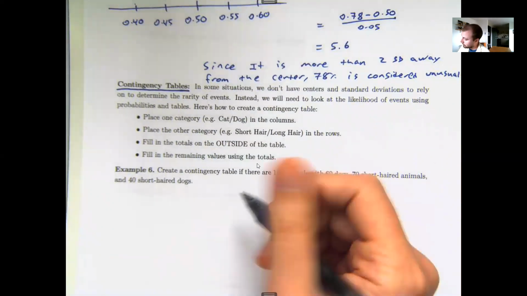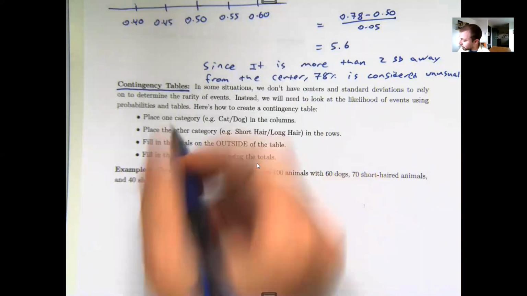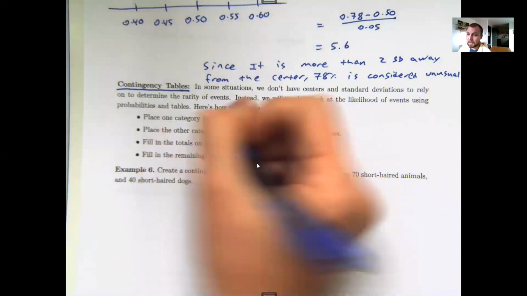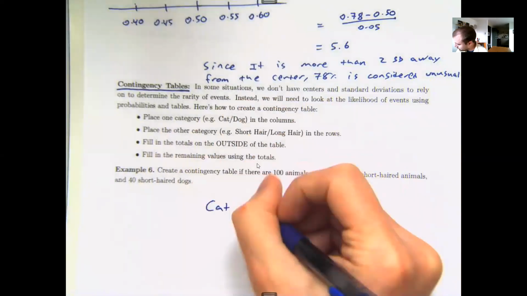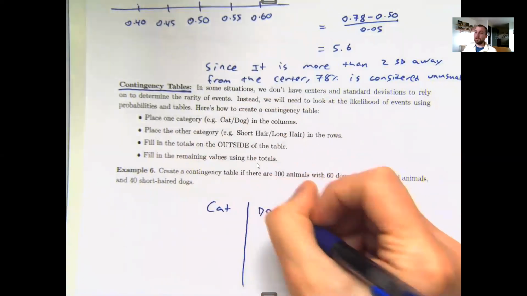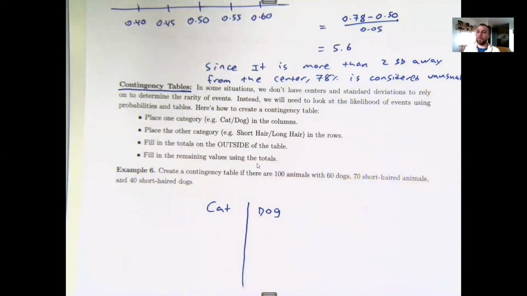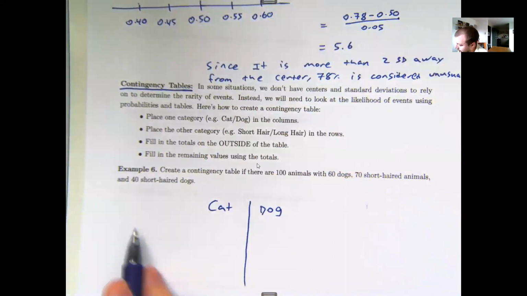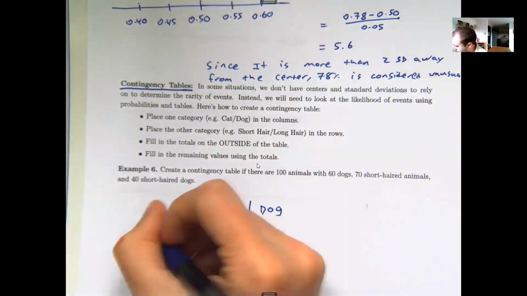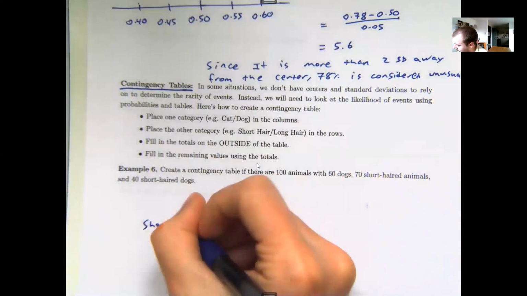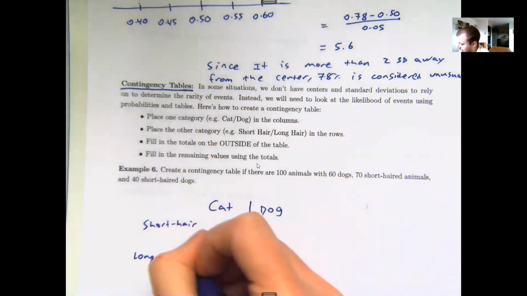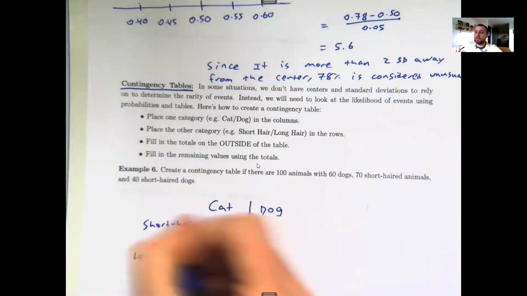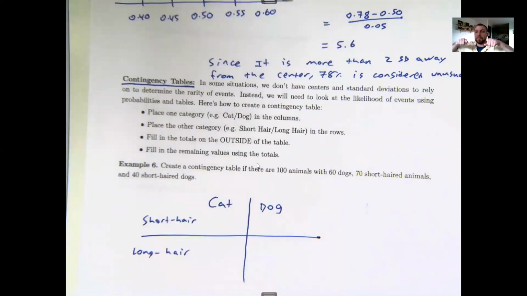When I'm creating these grids, I'm going to put one of the categories, for example, cat and dog, as columns. Columns are like columns of buildings. Columns go up and down. I'm going to put my other category, in this case, short hair, long hair, as the rows. Rows are like if you row a boat, you row a boat side to side.